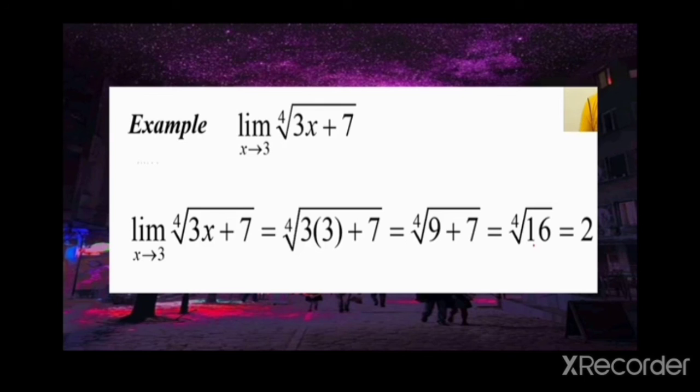So we have the fourth root of 3 times 3 plus 7. 3 times 3 is 9, so we have 9 plus 7, so we have the fourth root of 16, and the fourth root of 16 is equal to 2. Notice that the value of our index is 4, which is even, and the value inside the radicand is greater than 0. Therefore, the limit exists, and that is equal to 2.